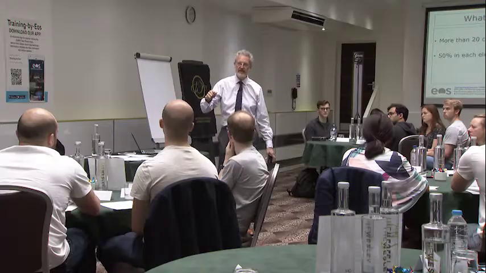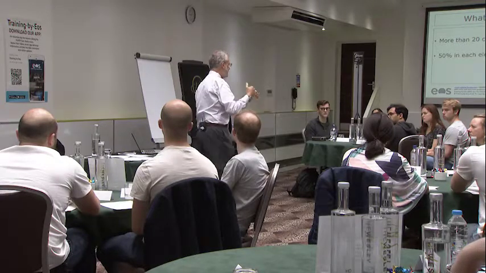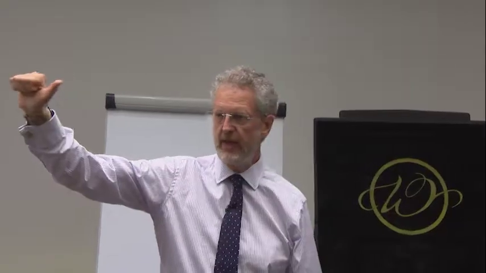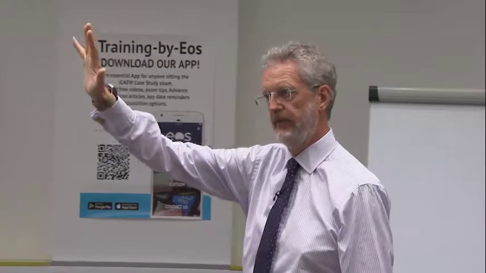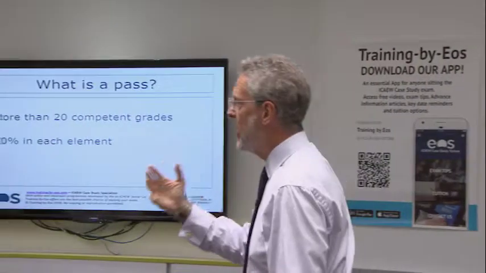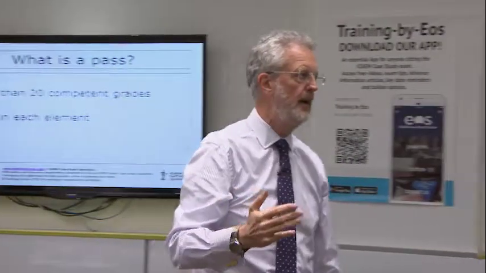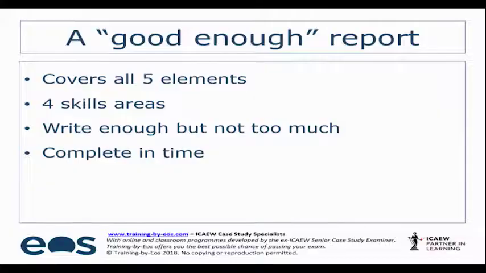Full stop. However, even if you have more than 20, there's a second criterion, which is you need 50% in each of the 5 elements. Executive summary, the 3 main requirements, and the overall presentation of your paper. So there is nowhere to hide in this exam. Okay, so what is a good enough report? Clearly, it's one that's going to pass. So it needs to have covered all 5 elements.